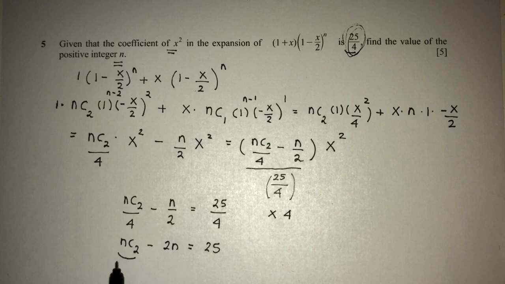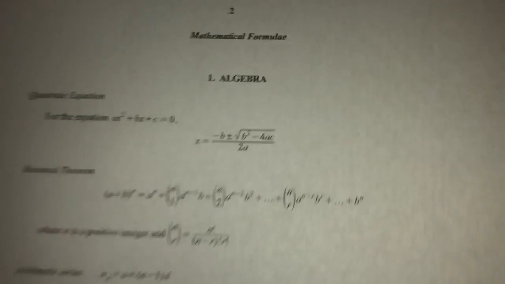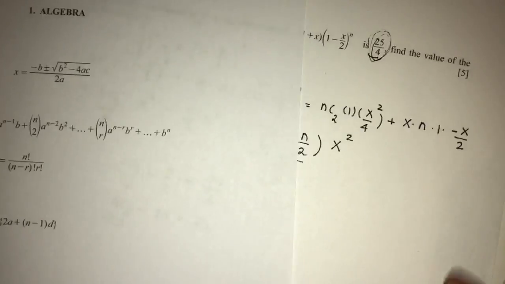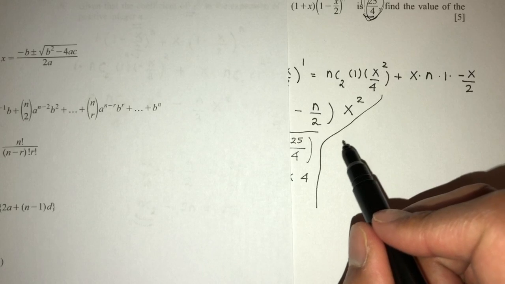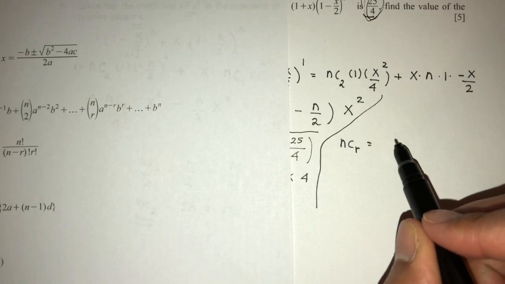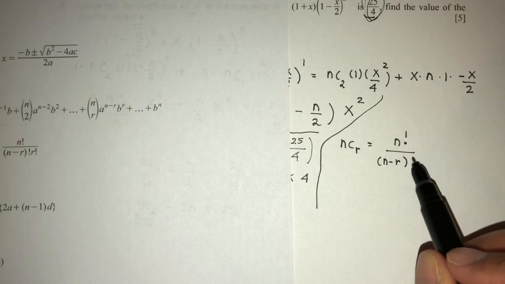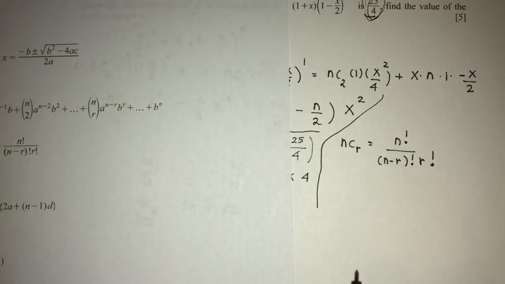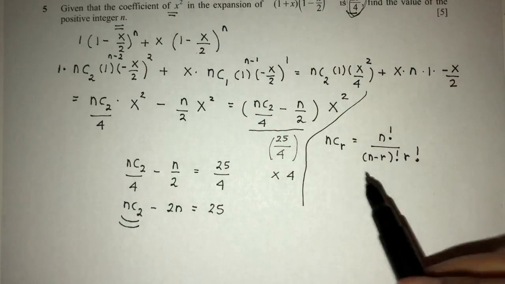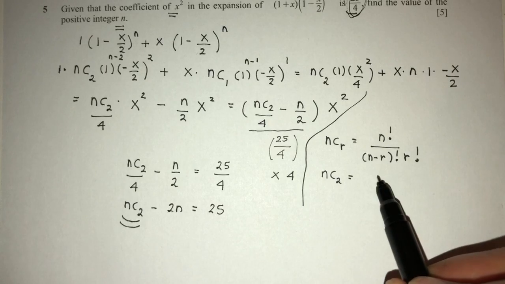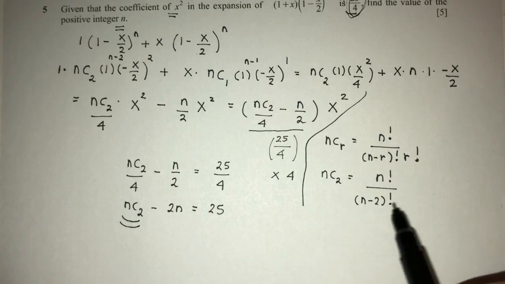Now, how would you simplify this? So you don't need to memorize this. You will be given a formula for this as well. If you can see here, this is given to you. For example, let me write this down here for you as well. So if you have n choose r, it will give you n factorial over n minus r factorial times r factorial. So which means if I replace this in the formula here, will be what? Let's see. So n choose 2 will be n factorial over n minus 2 factorial times 2 factorial.